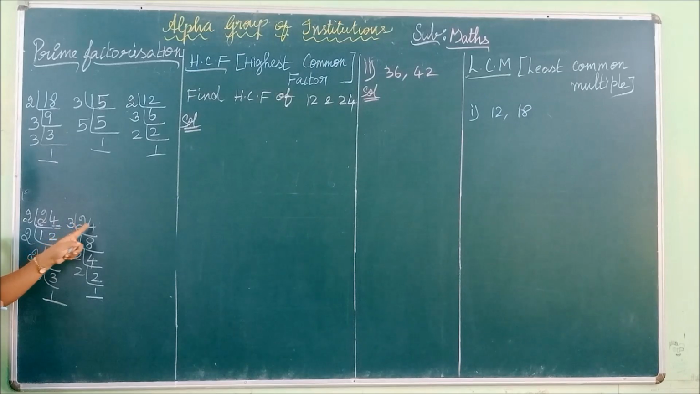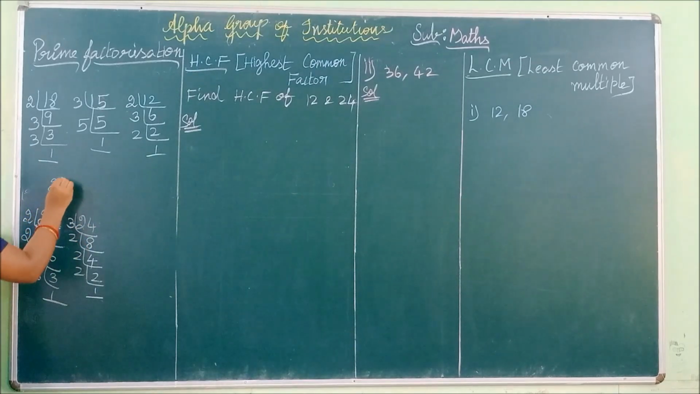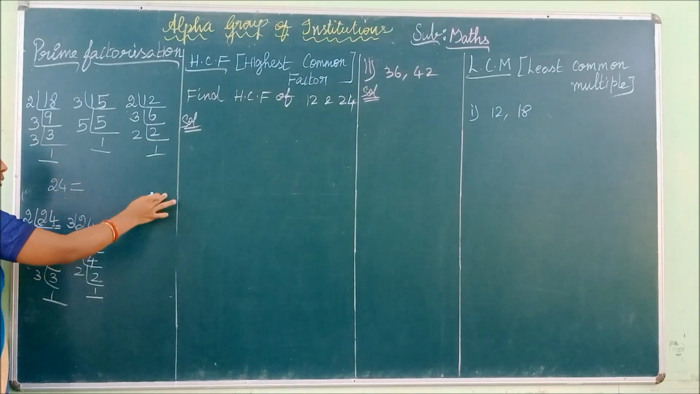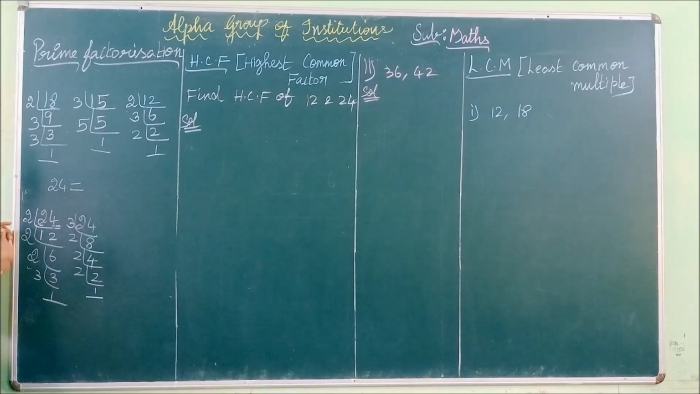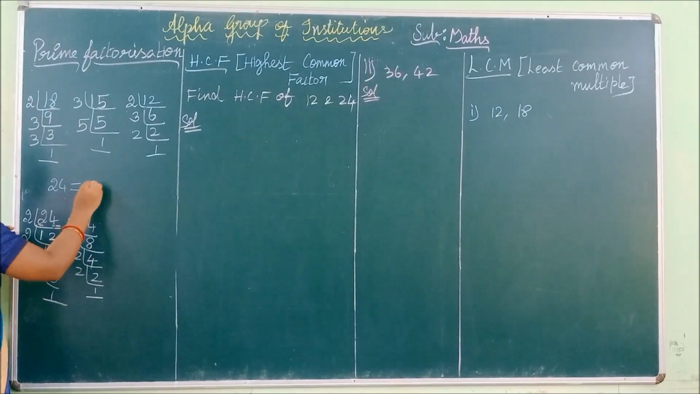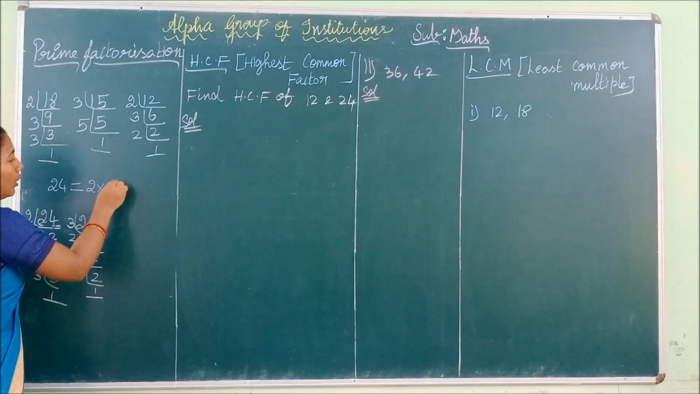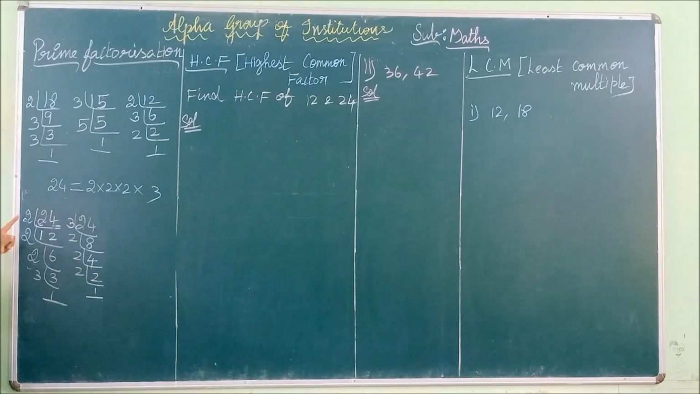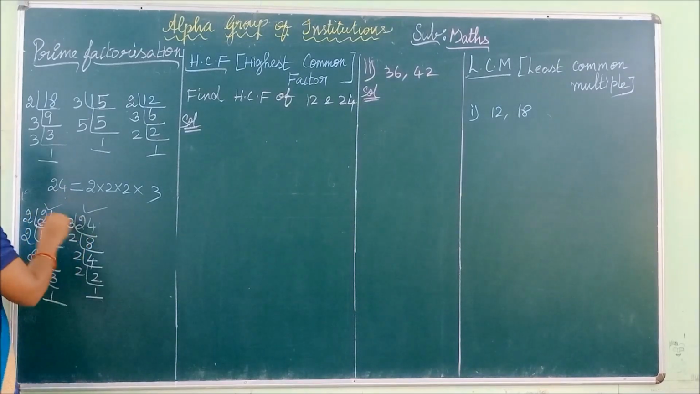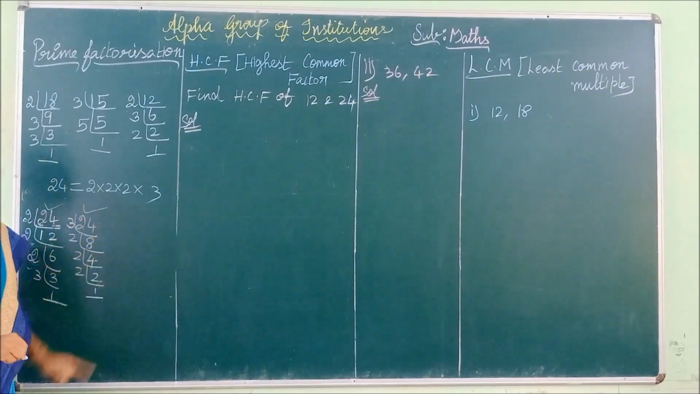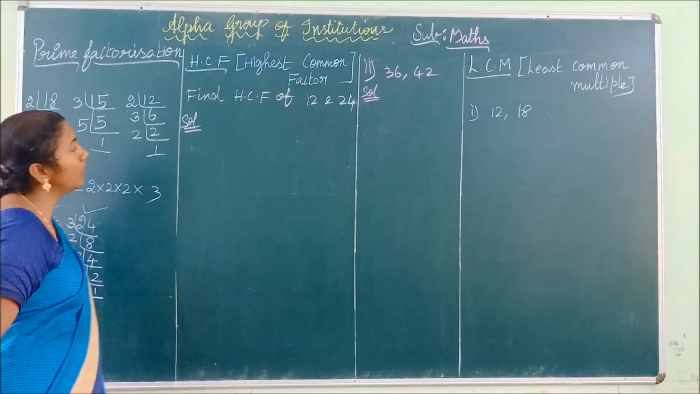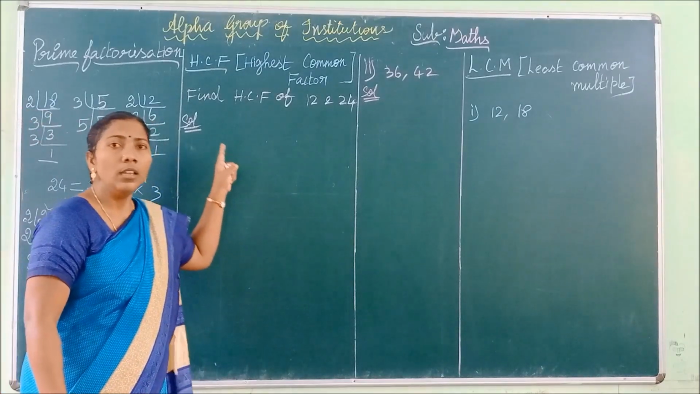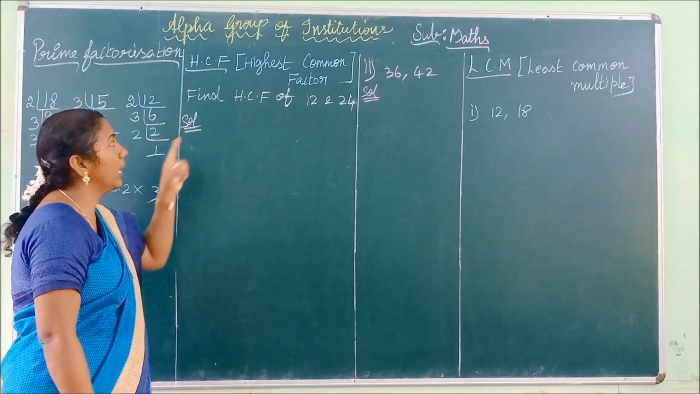Thus we have factorized 24 into prime numbers. So 24 equals, while you are writing the factors, you should follow ascending order. So how many 2s do we have? 3 2s. So 2 into 2 into 2 into 3. In both answers we get the same factors. So we can choose any divisor first, but you get the same answer. Okay.